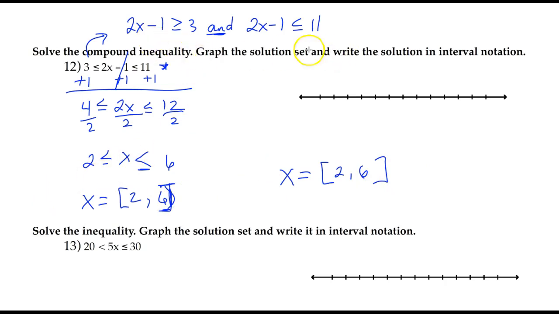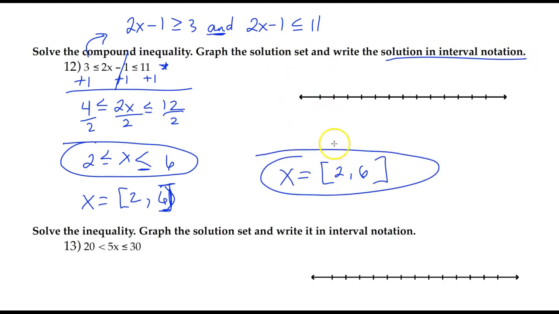So, there's 3 parts of this. One is to solve the compound inequality. That's this part. To write your solution set in interval notation is this. And then to graph it, all I'm going to do is come here. Let's pick 2, 3, 4, 5, 6. And we're going to put some brackets here, some brackets here. And we're going to color this in to say that our solution set represents all real numbers in between 2 and 6, including x equals 2 and x equals 6.